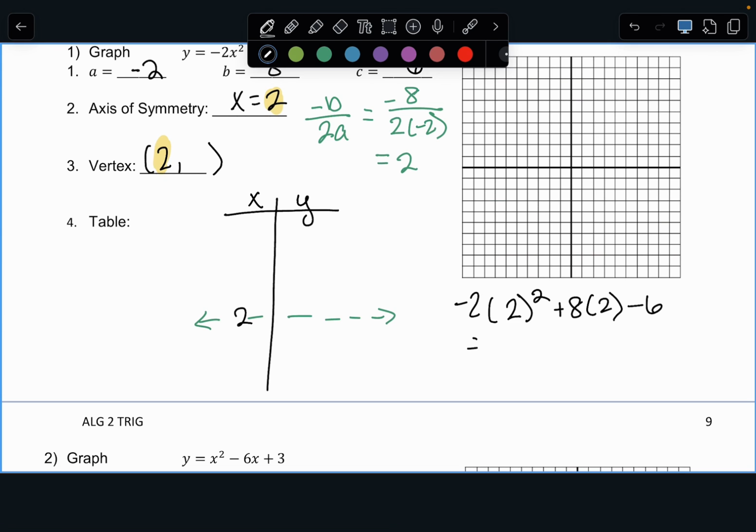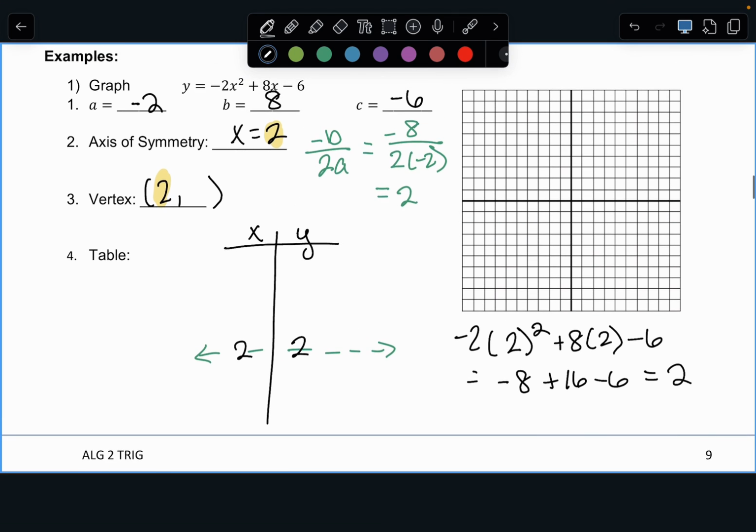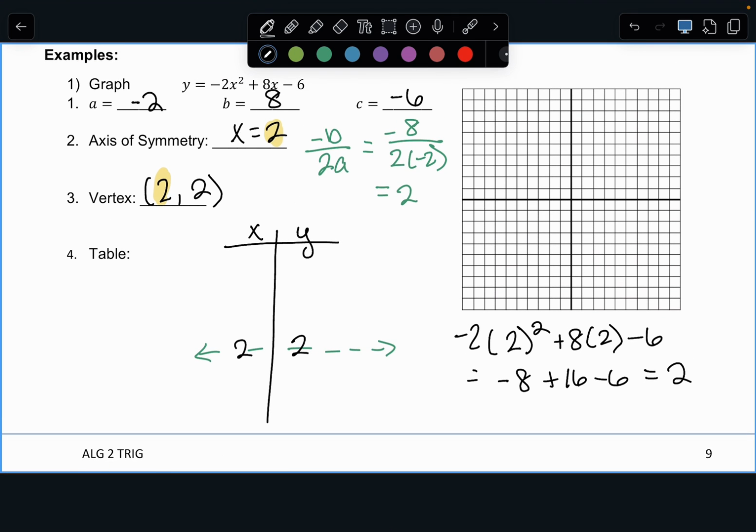Do whatever you want to do, but I would just pick the safest option. Pick what you're confident in. Okay. 2 squared is 4 times negative 2, negative 8. 8 times 2, 16 minus 6. So this is what I mean by taking it piece by piece. And now, negative 8 plus 16 is positive 8, minus 6 is positive 2. So my vertex is at 2, 2.